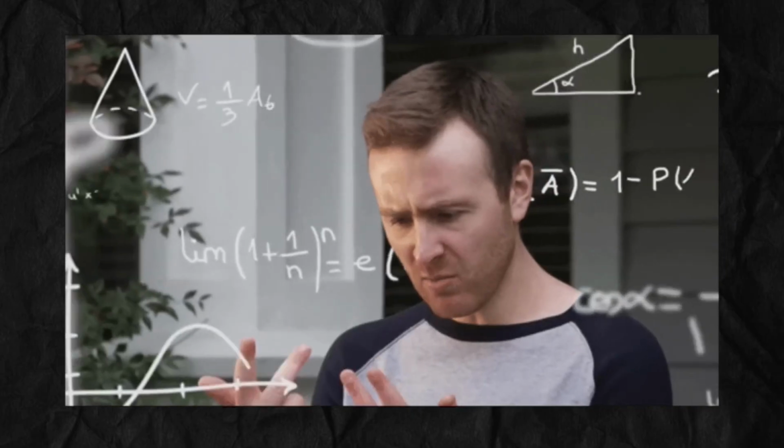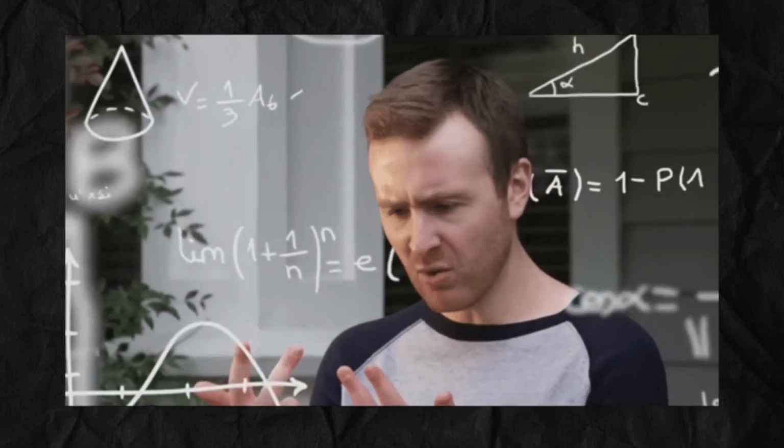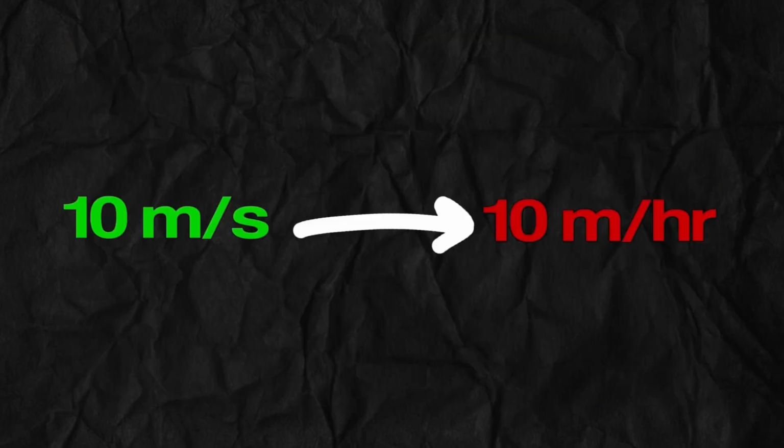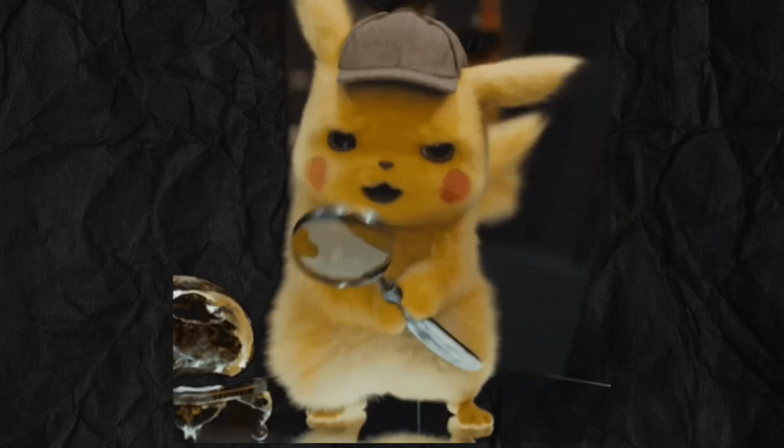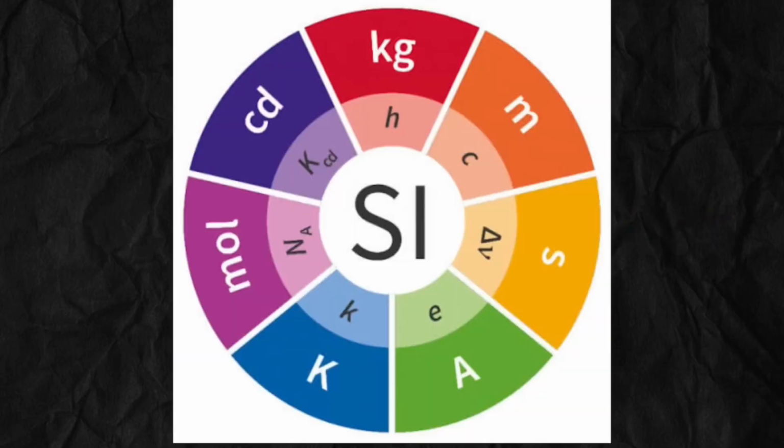The third mistake is skipping units. A calculation without units is almost meaningless. 10 meters per second is different from 10 meters per hour. Always attach units to your numbers and track them through the calculation. The unit of the answer tells you whether you solved the right problem.